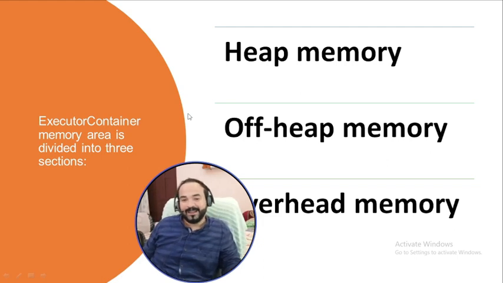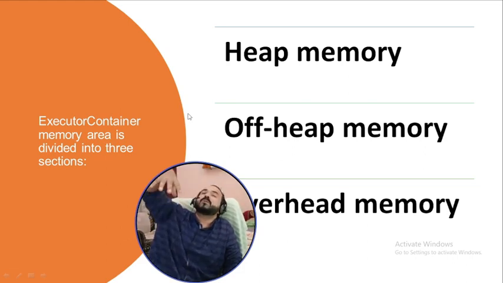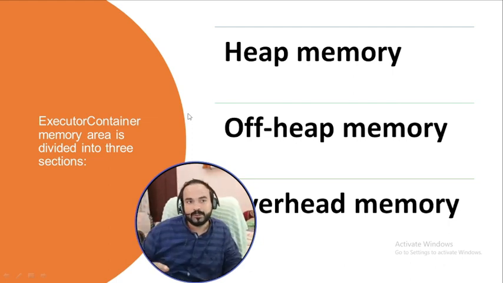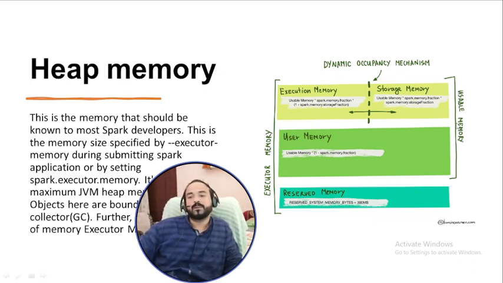So now finally I reach where I'm going to discuss heap memory, off-heap memory, and overhead memory. These all are part of your executor memory. One by one we are going to discuss, starting with heap memory. Whenever anyone mentions heap memory, it should automatically click in your mind: inside heap memory there are reserve memory, user memory, execution memory and storage memory, and these are the usable memory. This is the memory that should be known to most Spark developers, and this is the memory size specified by executor memory.